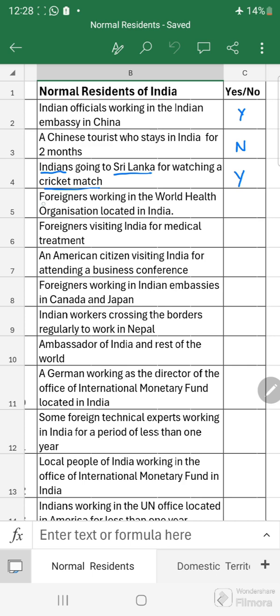The next category is foreigners working in World Health Organization located in India. So that 1 year catch is not there. So they will not be the normal residents of India. They will be normal residents of the country from where they are coming from.